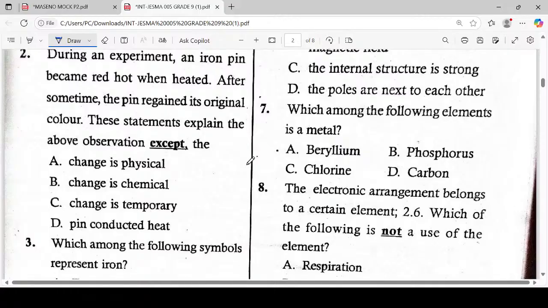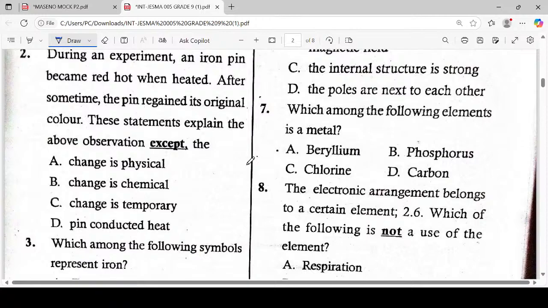An iron pin became red hot when heated. After some time, the pin regained its original color. These statements explain the above observation, except one.